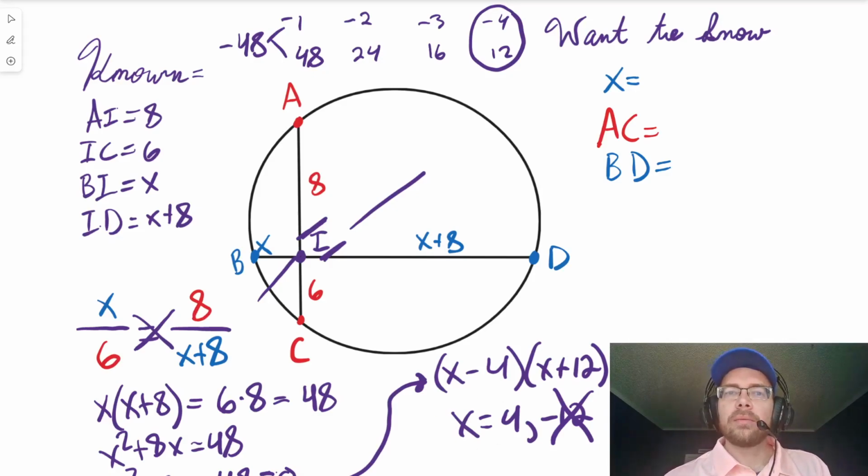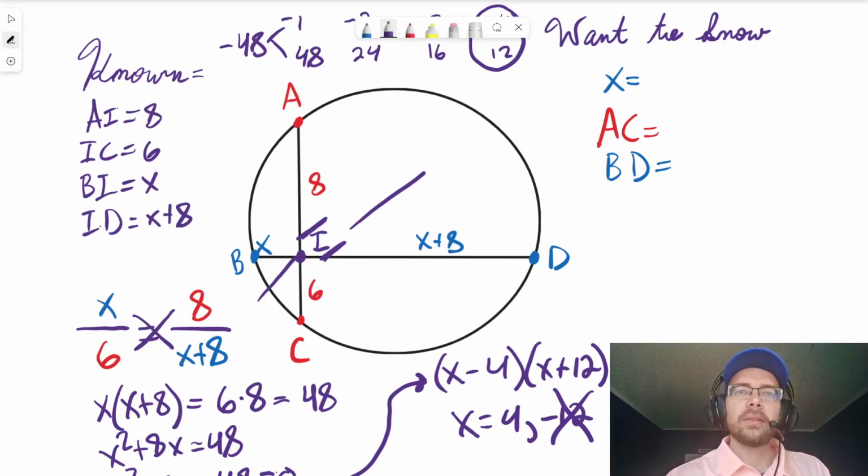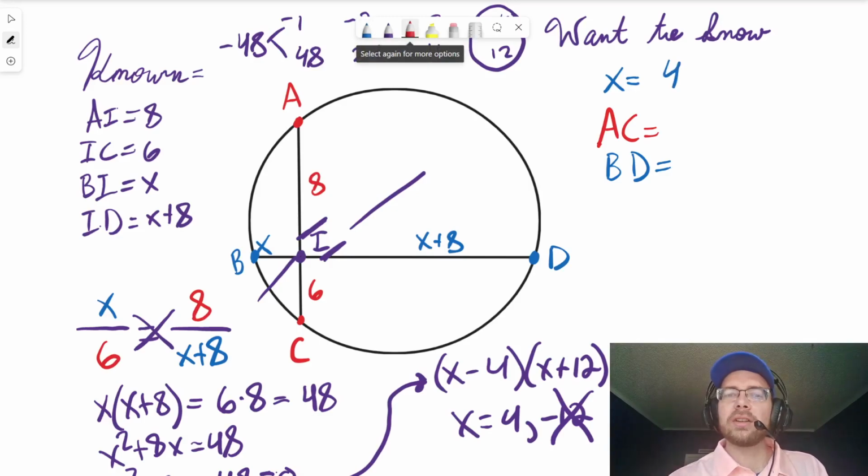And so that is it for that part, at least. What I'm going to do is put 4 here. And I'm also going to check my answers eventually. But AC, we actually could have figured out right from the start. It would have just been 8 plus 6 to give us 14. BD is going to be x plus 8. So 4 plus 4 is 8, plus 8 is 16. So that's all the different things.